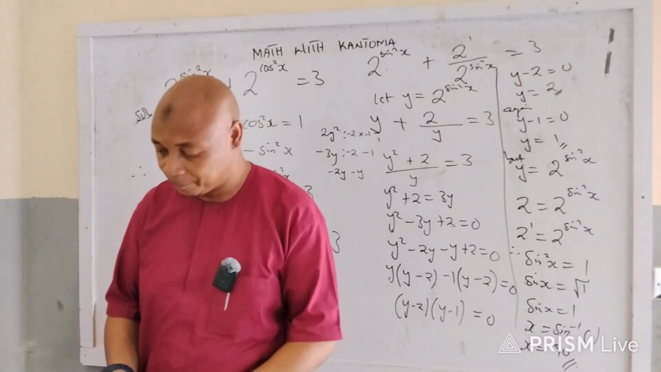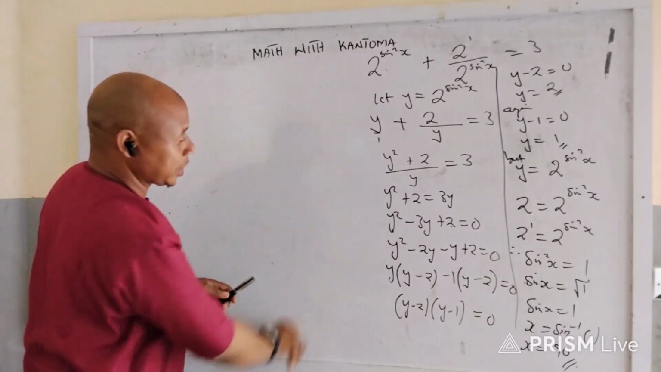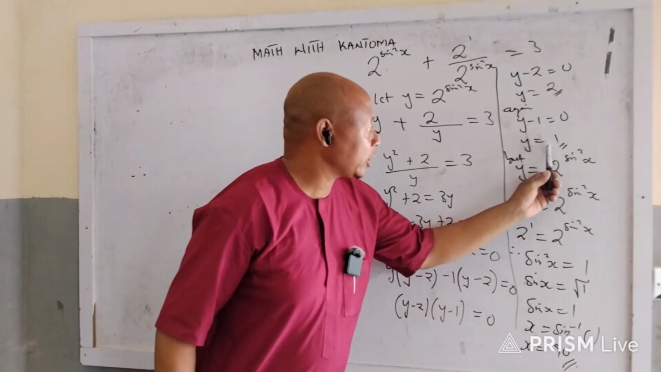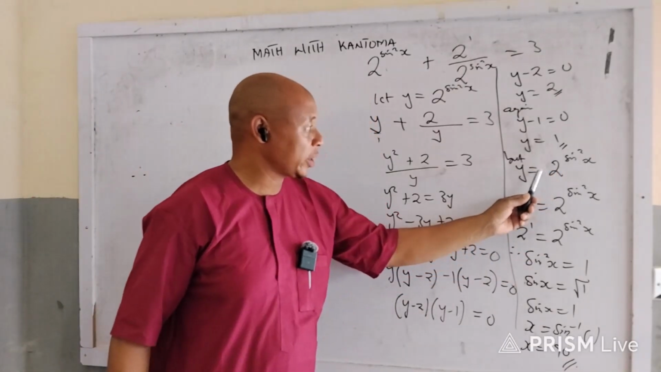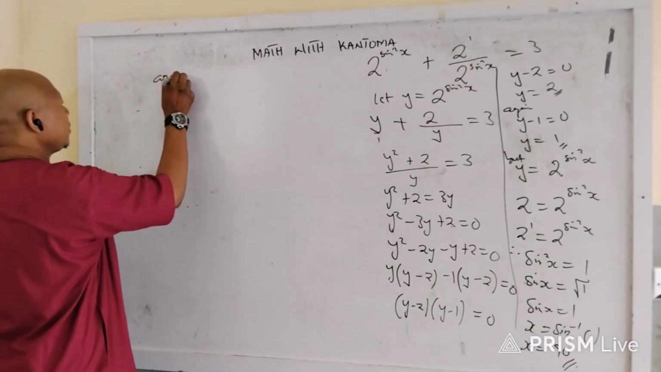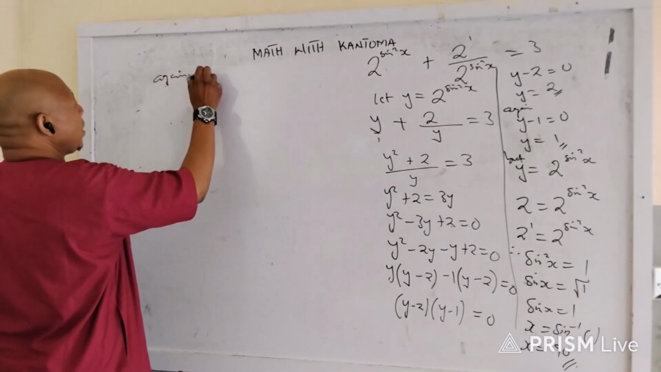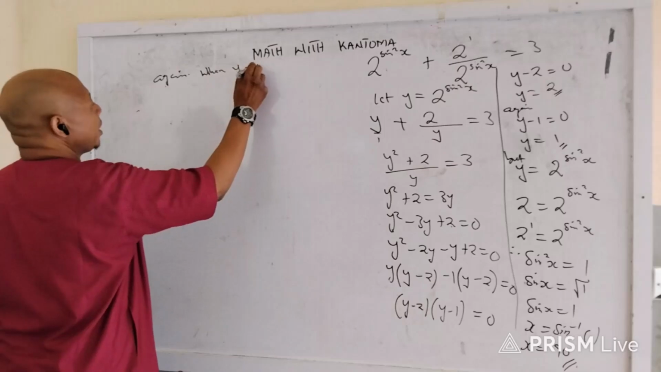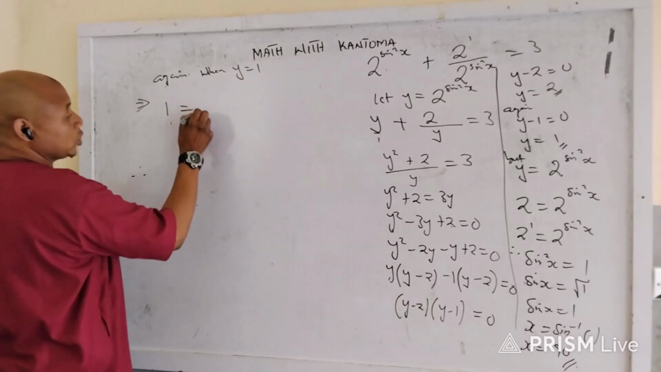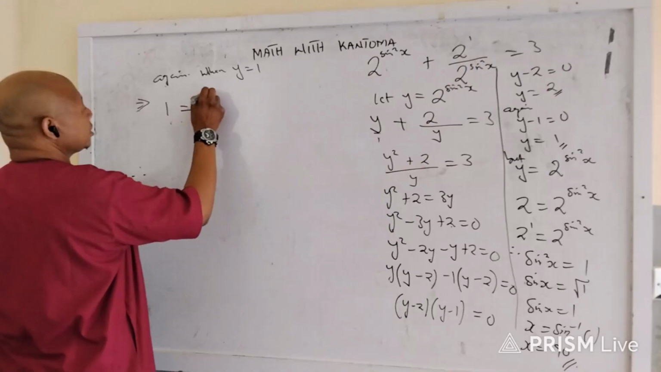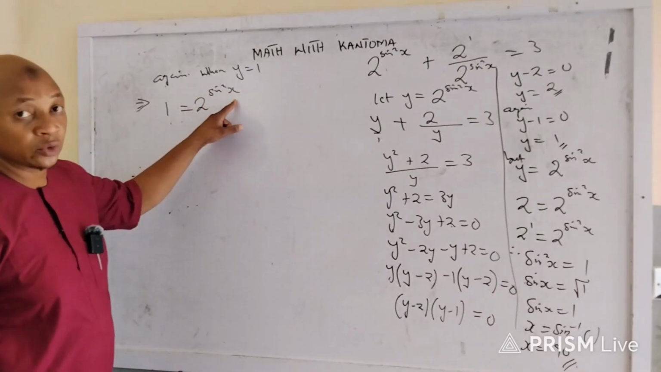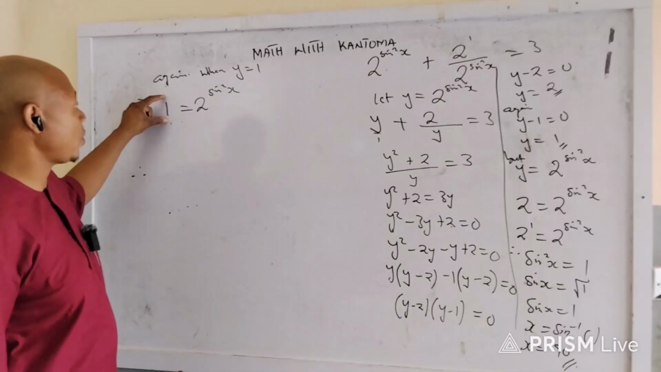The next is to simplify or substitute for y equals 1. When y is equal to 1, then what is going to be the value of x? So again, when y is equal to 1, this implies that 1 is equal to 2 raised to the power of sine square x. We know that y is equal to 2 raised to the power of sine square x. So we're substituting the value of y to be 1.